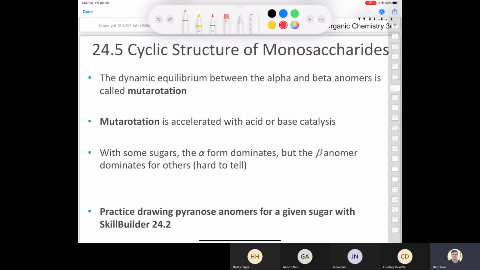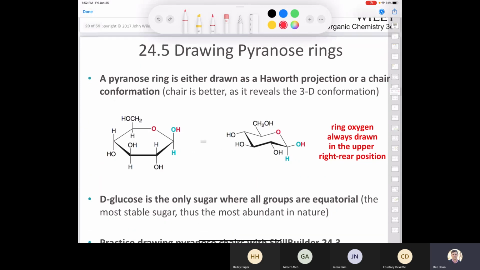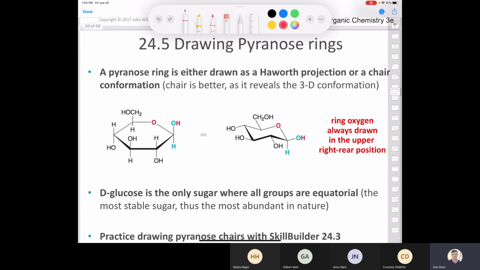I recommend trying this skill builder here, where you get some practice in drawing pyranose anomers and being sure that you're able to do it. But I think something that's even more important is to be able to go from a Haworth projection, like is shown right here, and be able to take that and draw a chair. And I did it for you earlier today, just a few minutes ago.